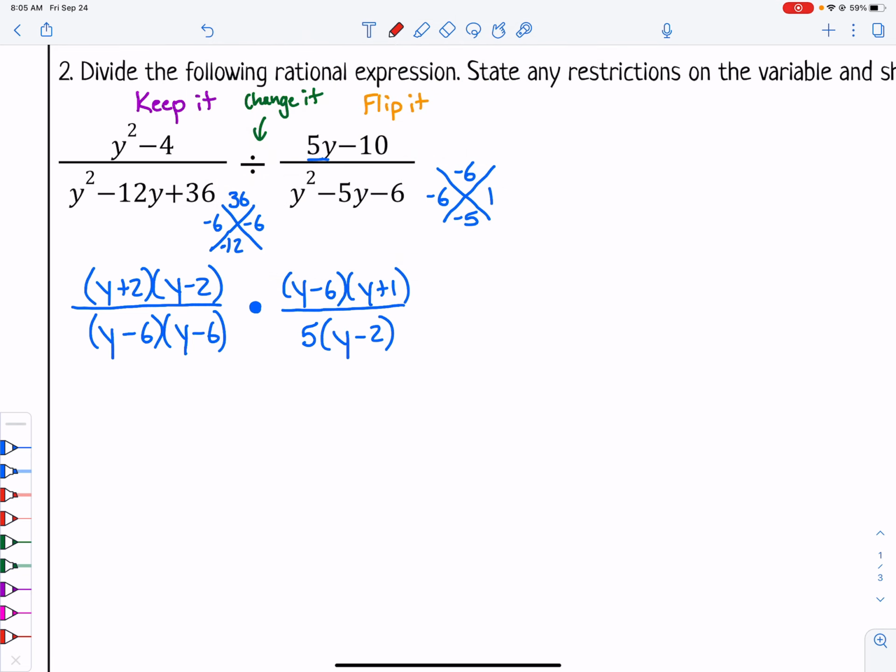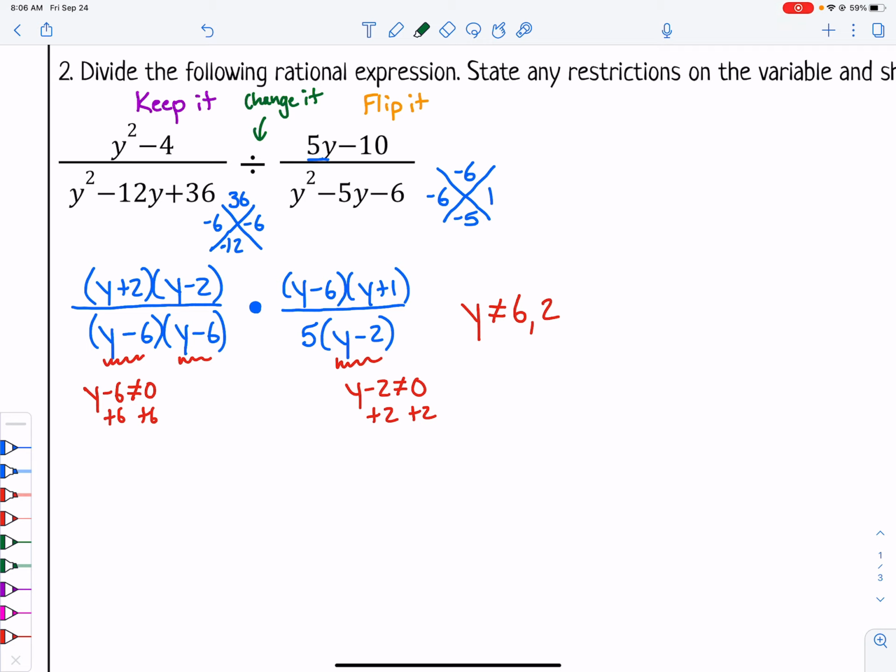Let's write out the restrictions. What can y not equal? So you check out the denominator and see what would make this equal to 0. So we say y minus 6 cannot equal 0. And if we add 6, we'd say y cannot equal 6. The same thing would happen with the y minus 6 beside it, and we don't have to write that twice. Once we've written it, it's good. So look at y minus 2. Think y minus 2 cannot equal 0. So if I add 2, I would say y cannot equal 2. It's good to do that while you can see your denominator clearly.